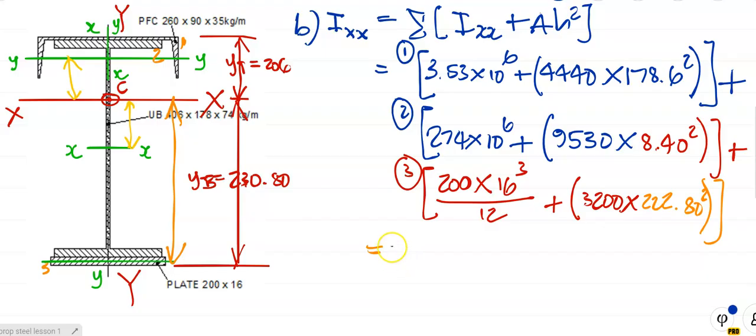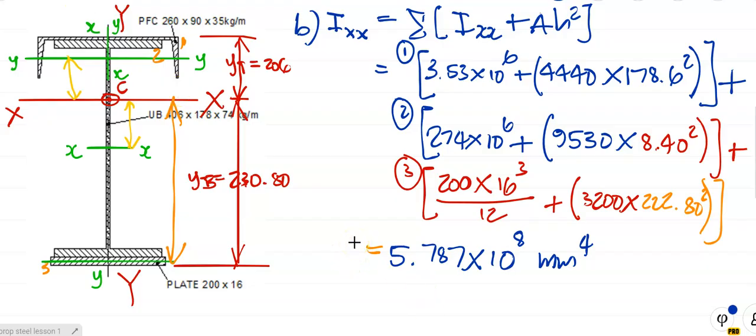Right, it is 5.787 times 10 to the power 8 millimeters to the fourth. And if you leave the units out, I take off a mark. Okay, it's 5.787 times 10 to the power 8 millimeters to the fourth. Okay, people, so that's the answer there.